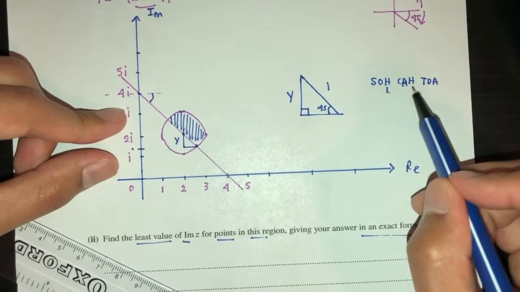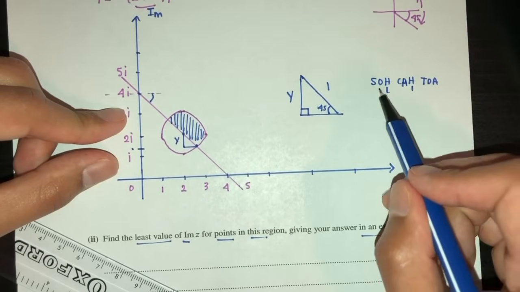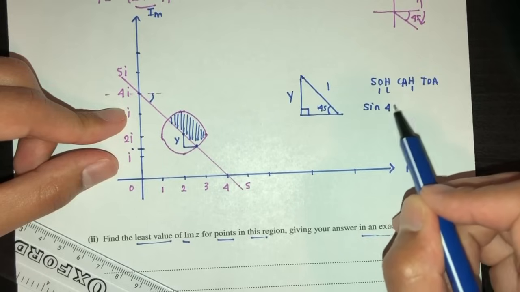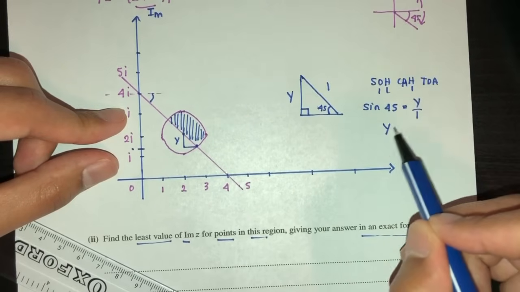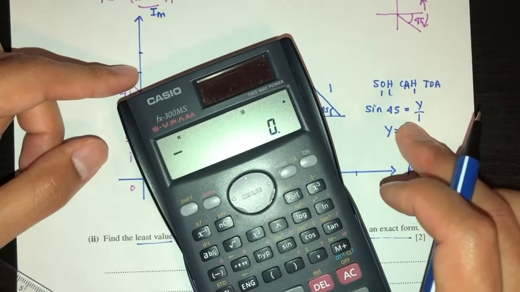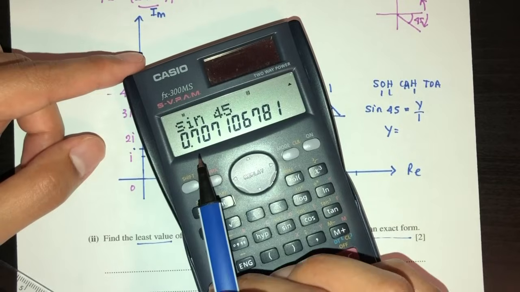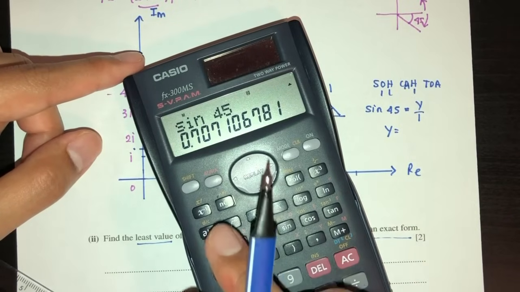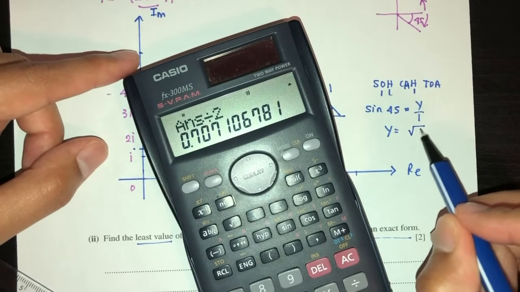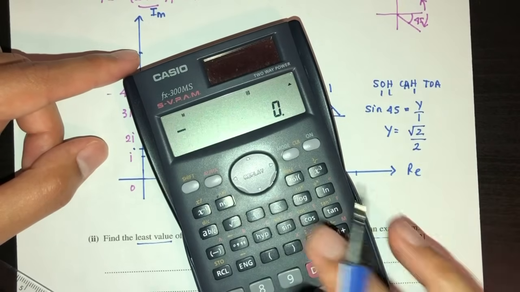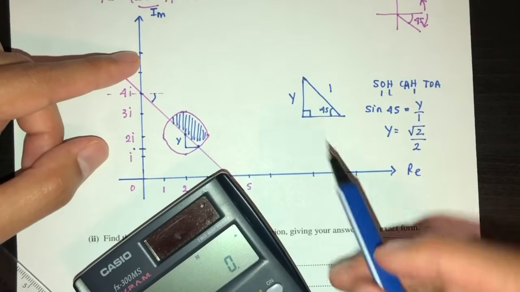So we know the hypotenuse, and we are trying to find this side, which is our opposite side. So sine of 45 is equal to y over 1. So y will be equal to 1 times sine 45. So sine of 45 is equal to 0.707, but the exact value is actually root 2 divided by 2. That is the value of sine 45 for this value of y.